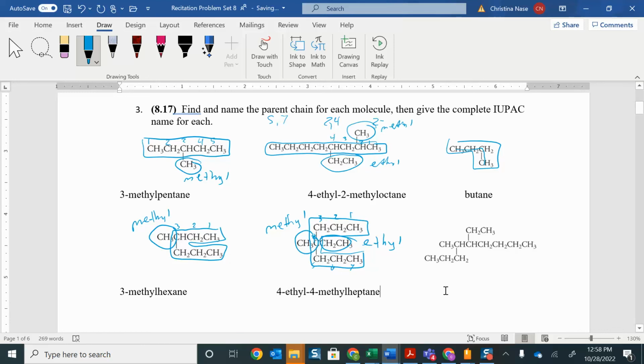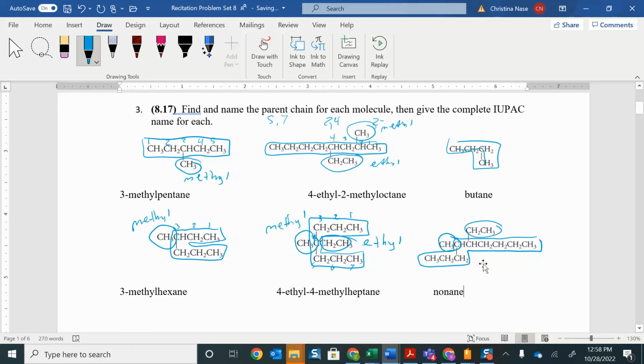And this last one, I've got 1, 2, 3, 4, 5, 6, 7, 8, 9. That's the longest one. 9. I've got another methyl and another ethyl group there. So 9 is going to be nonane.